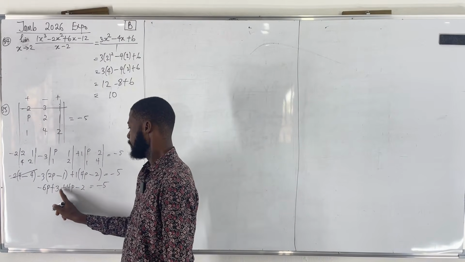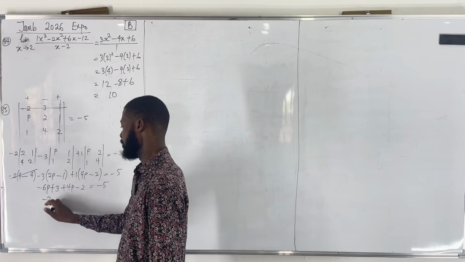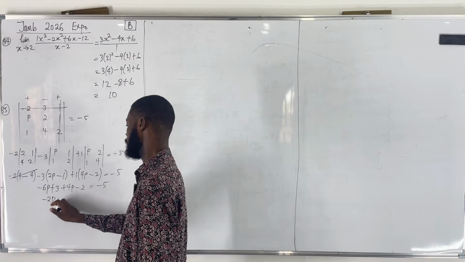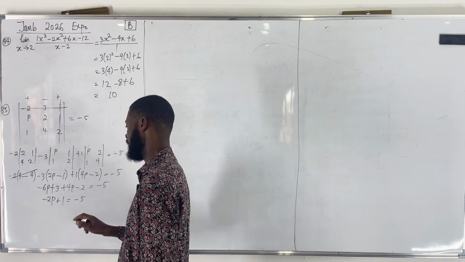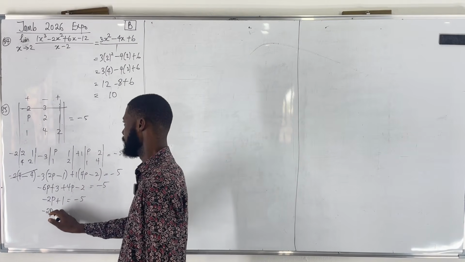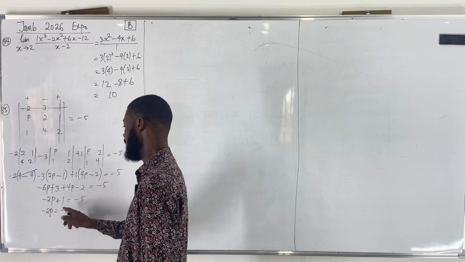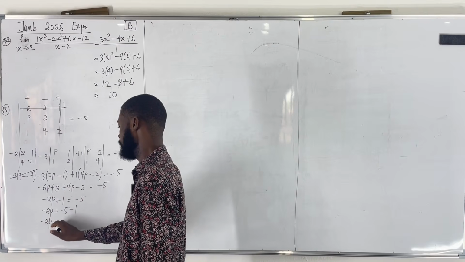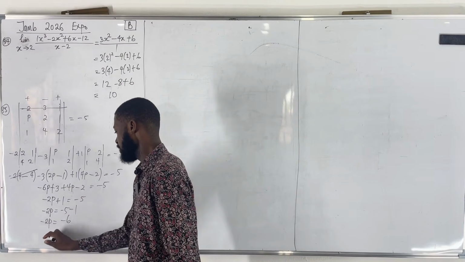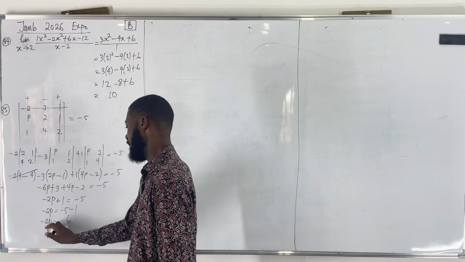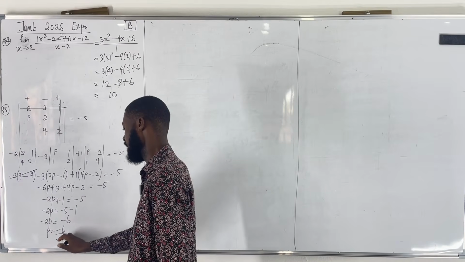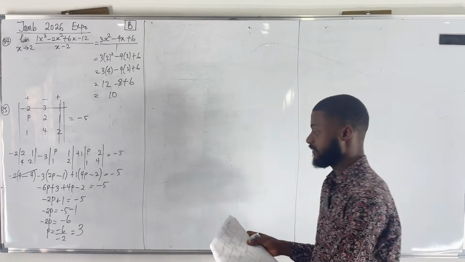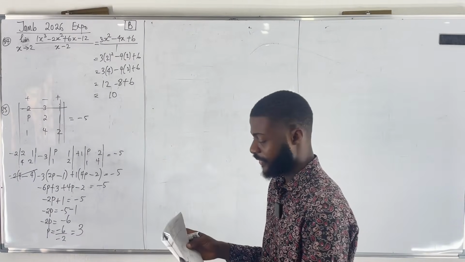Minus 6P plus 4P is minus 2P. 3 minus 2 is plus 1, equal to minus 5. So this is minus 2P plus 1 equal minus 5. If this plus 1 goes across, it's going to become minus 1. So you have minus 2P equal to minus 6. Now to get P, divide both sides by minus 2. So you have minus 6 over minus 2. So P is equal to 3. So that's the value of P. P is equal to 3.